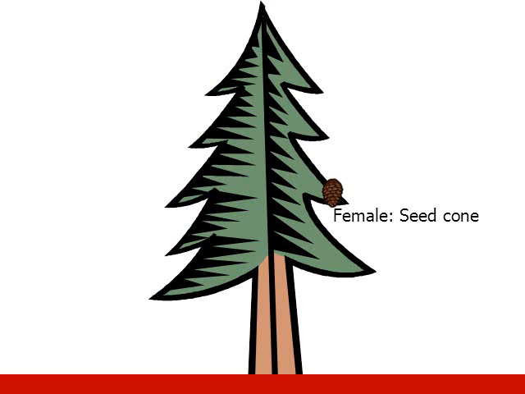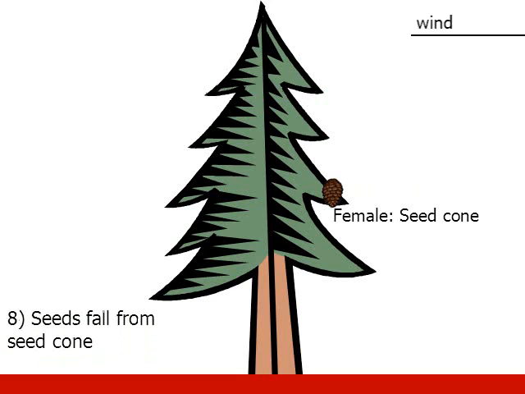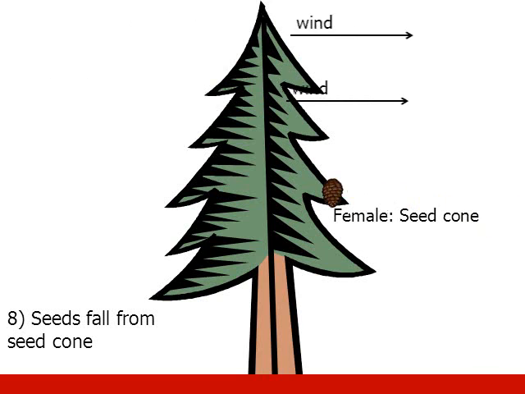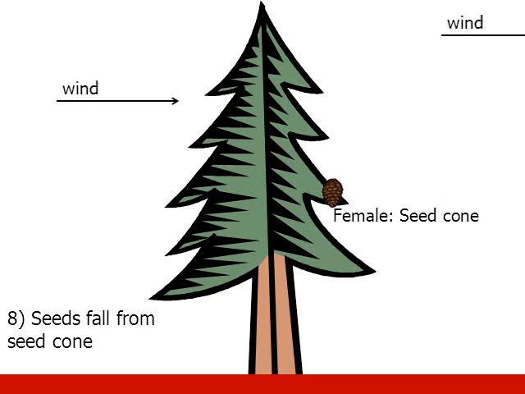Let's zoom out again and take a look at the overall tree. And so here's a female seed cone. And so we just saw pollen come on in and fertilize. And so now what? Well, on a nice windy day, earlier in the notes I told you that seeds are often called helicopter seeds. So on a nice windy day, now that the seeds have formed, the cone is going to open, and one by one, the seeds are going to begin to fall from the seed cone. Watch the animation. And because they have those little helicopter wings on them, they simply spin away and drift and blow in the wind. And eventually they're going to land on the ground and hopefully grow into a new tree.